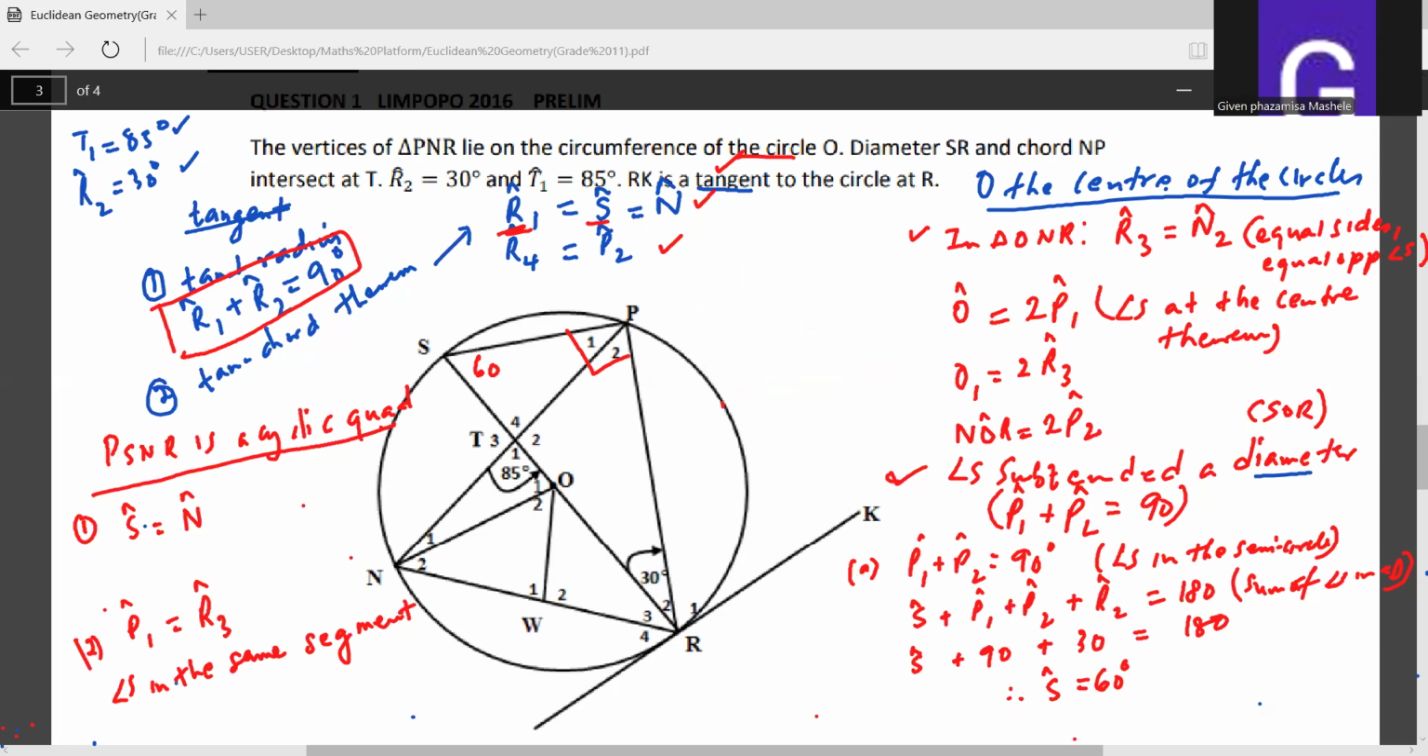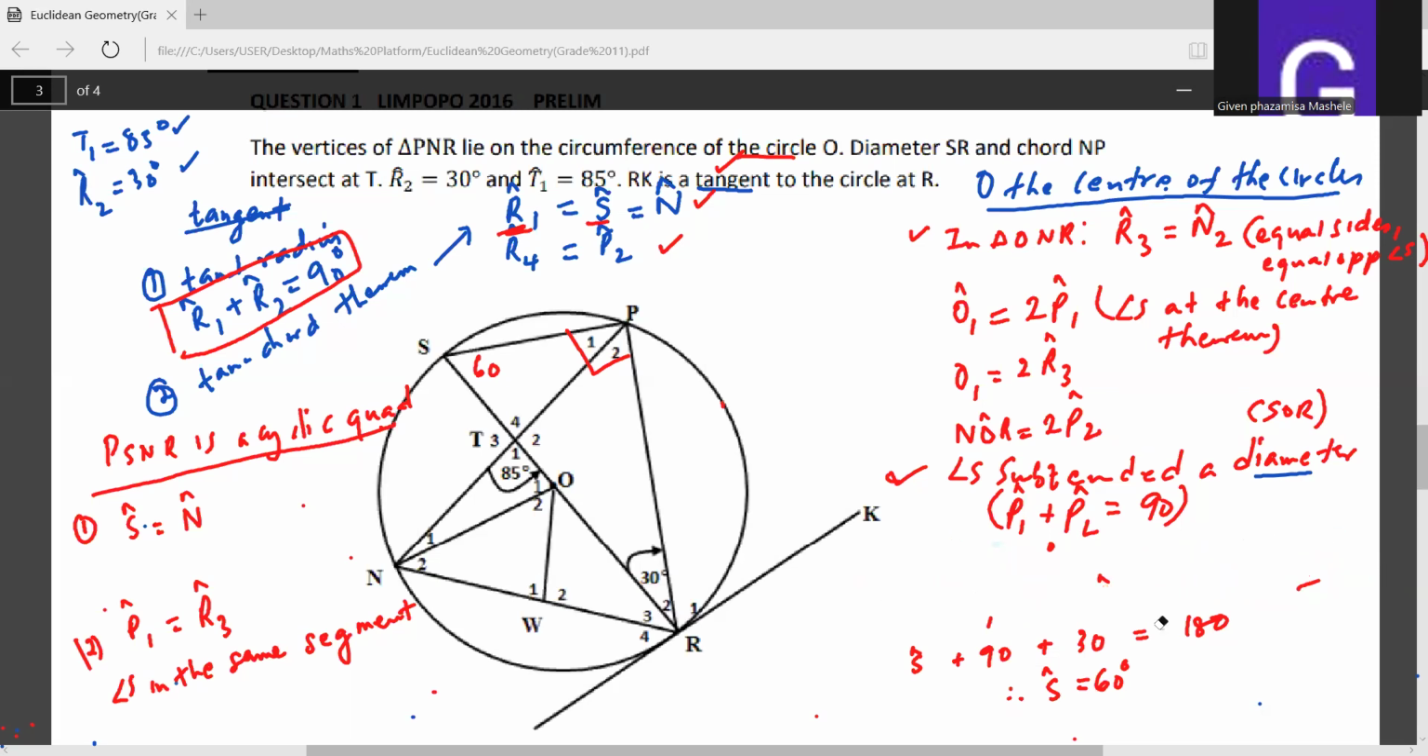Whether with the first method or there are many ways to answer the question. Okay, then we have answered that angle S, it's 60. So what is the next question? Okay, let me raise this because already we know that angle S is 60.